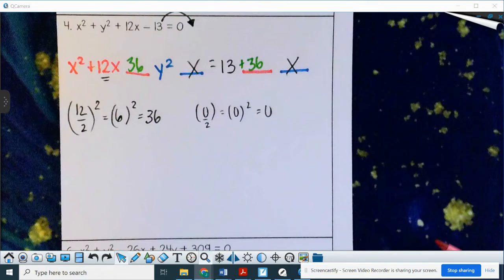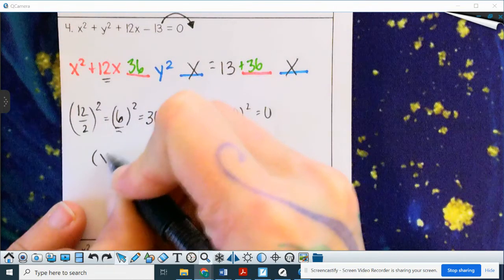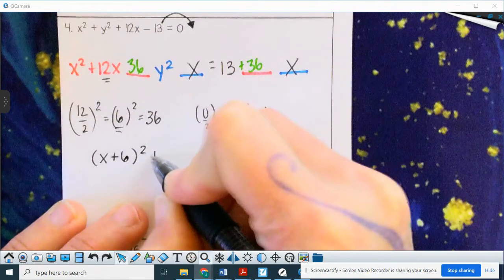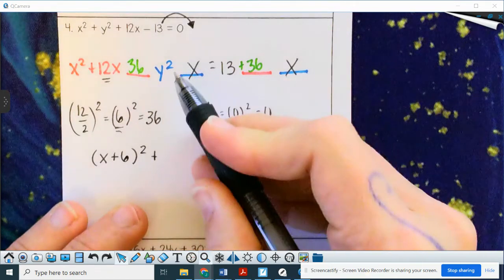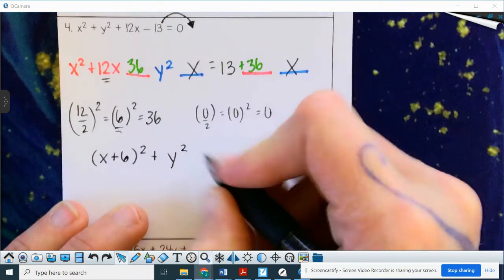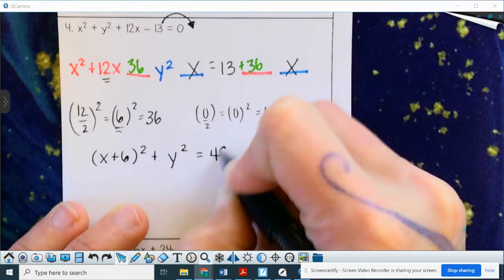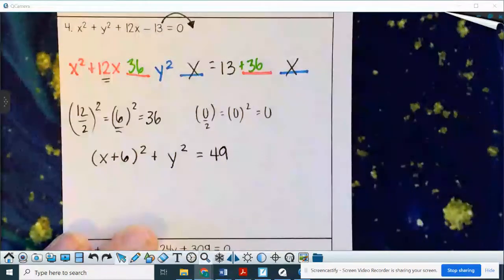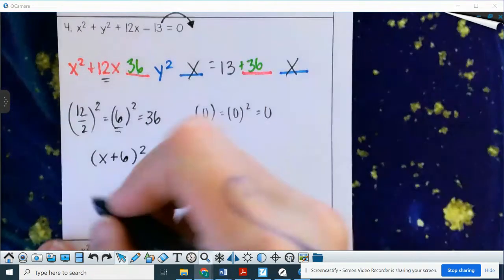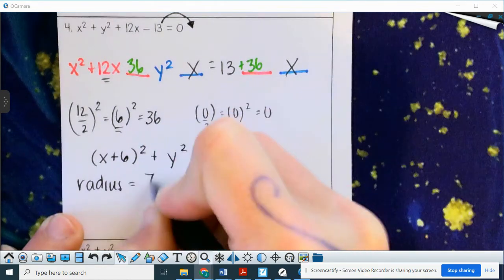So we're going to write our equation. It's going to be (x plus 6) squared, because it's a positive, plus, it's a 0. So y squared, or y plus 0, is just y squared, equals 13 plus 36, which is going to give me 49. Now pause the video and answer a couple questions. What's the radius? What's the diameter? And what's the center? Radius is going to be 7.